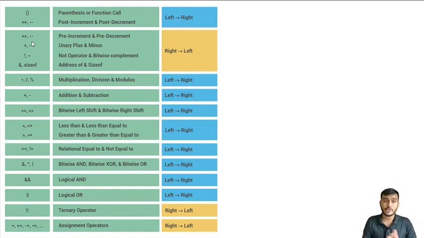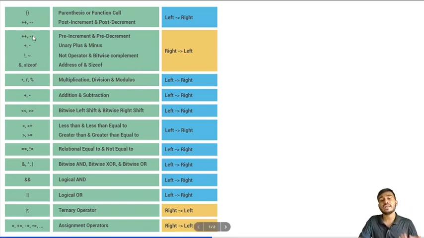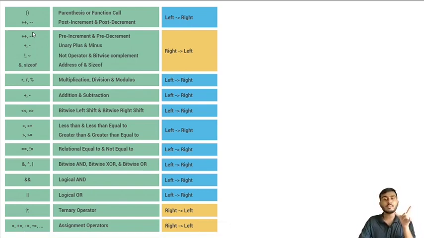Right now don't worry about it, but just remember that the function call operator along with parentheses has maximum precedence, and the function call operator looks exactly similar to the parentheses, that's why it has maximum precedence. Then we have post increment and post decrement, which also have very high precedence. So this is row number 1, and these two operators have the maximum precedence.